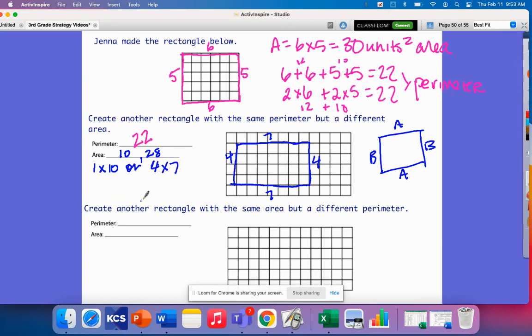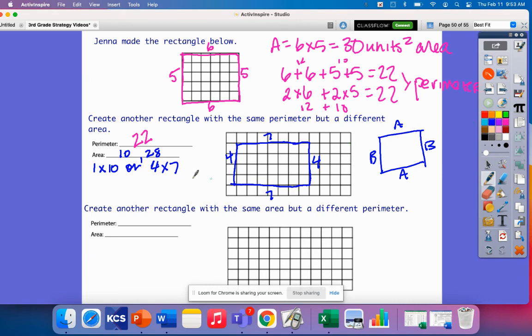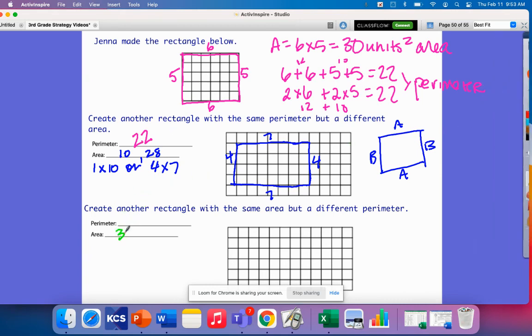Okay, our next problem says create another rectangle with the same area, but a different perimeter. Okay, the area was 30 units squared, but I want a different perimeter. Okay, that means I need to make sure that the length and the width, when I multiply them, give me 30. So I need to find all numbers that I can multiply together to get 30.